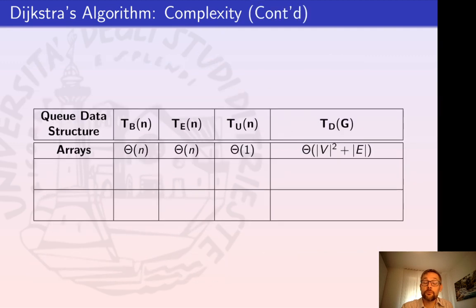Now let's see what's going on if we use arrays, for instance, to store our priority queue. Well, building an array, of course, takes time theta of the length of the array we want to build, because we have to initialize it. So for sure it takes time theta of n, where n is the number of vertices in our graph.